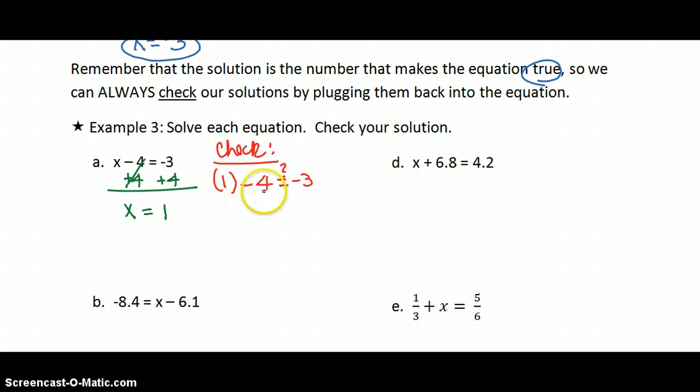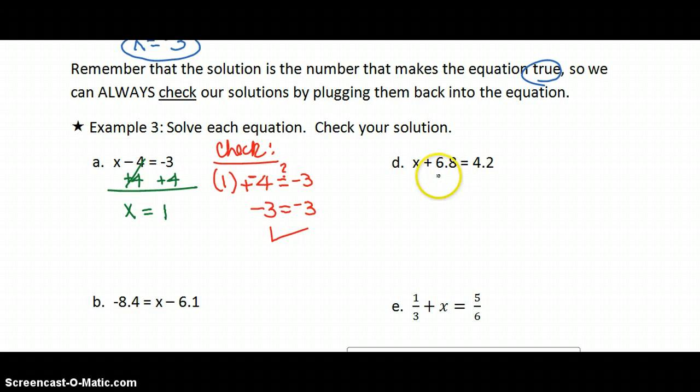Well, 1 minus 4, opposite signs. It's like saying plus a negative 4. Opposite signs, so I subtract and keep the sign of the larger. And negative 3 does equal negative 3, so cha-ching, that checks out.